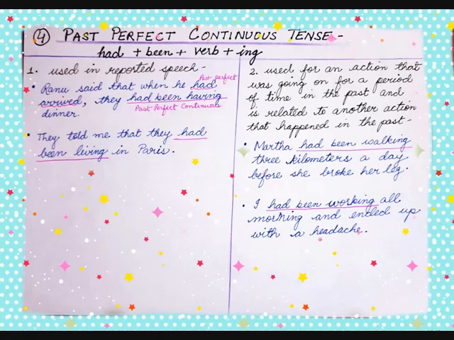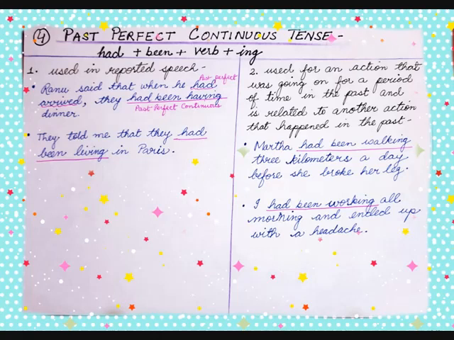Second example, they told me that they had been living in Paris. Here, had been living is past perfect continuous tense. And you can see the structure of the sentence. It is in the indirect speech without any added punctuation marks.